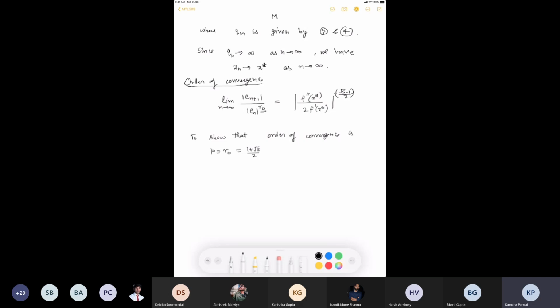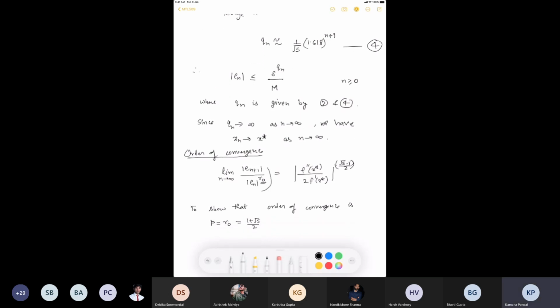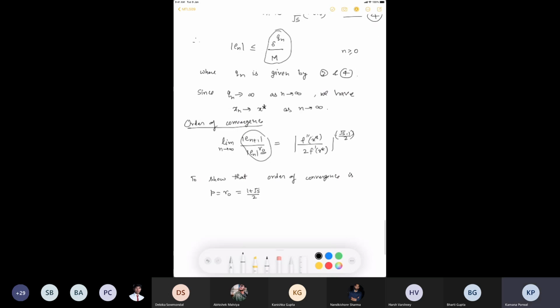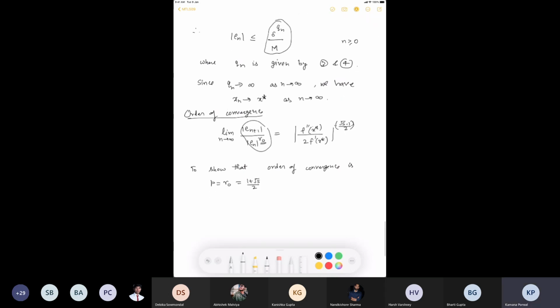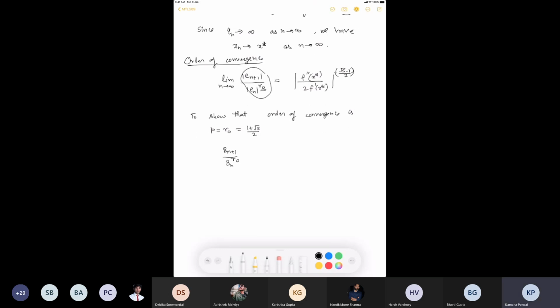For that, I'm again going to use the same relation. I want to prove that this factor is less than or equal to some constant which is independent of n. So rather than taking this factor, I have an upper bound of En, and I'm going to use this to get the estimate for the error. Let me call this bn. So I'm going to consider bn plus 1 divided by bn raised to power r naught, and see what happens to this factor, which will give an idea of what happens to the error term.